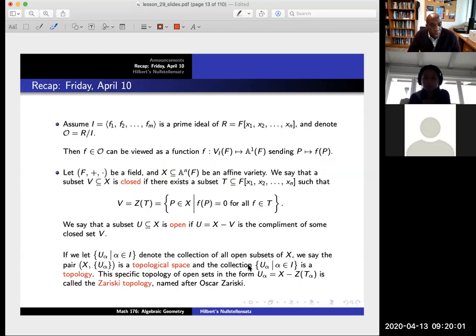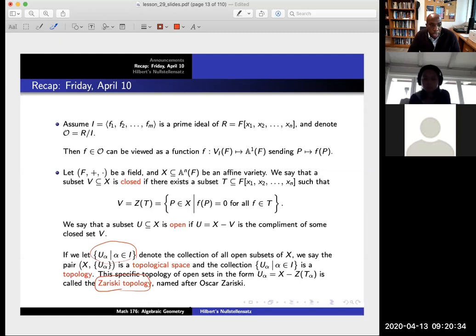So we proved before that if we take arbitrary unions of open sets, those are open. Finite intersections of open sets are also open. So I can now put all of these together and say that if I look at the collection of all open sets, then this forms a topology. And so I put this together with X to say that I have a topological space. All of this is typically called the Zariski topology, named after Oscar Zariski.